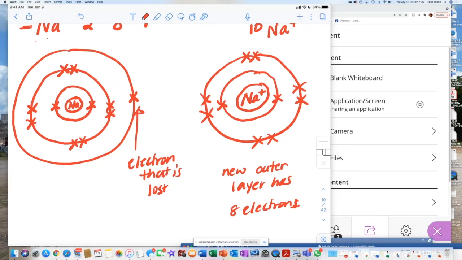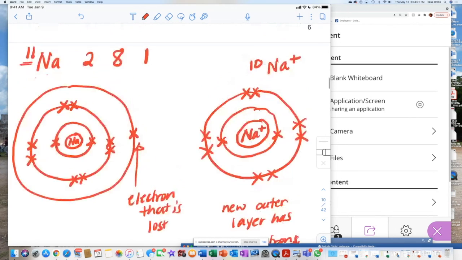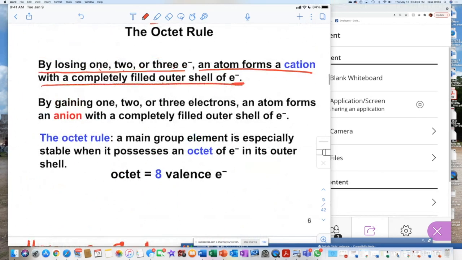The electron gets lost, the outer layer gets lost, what gets revealed is a new layer that has 8 electrons. Okay? So that's how this will happen when one electron is lost, 2 or 3.